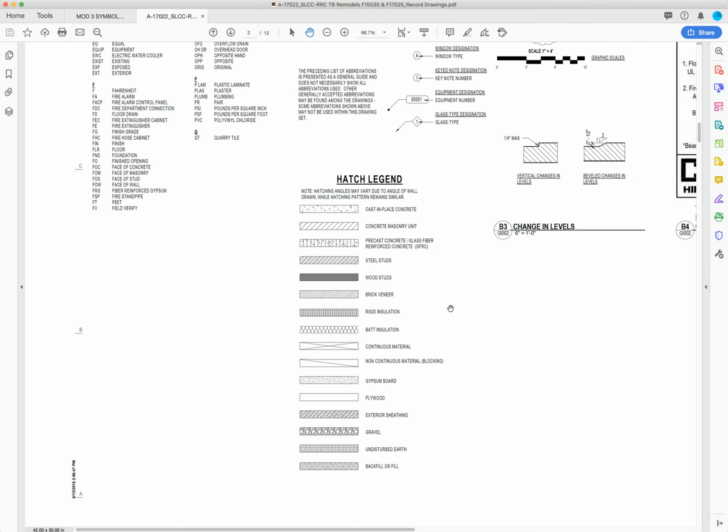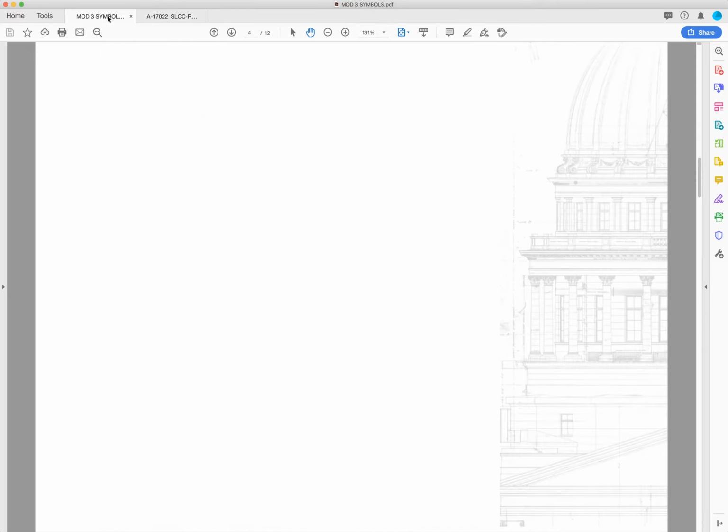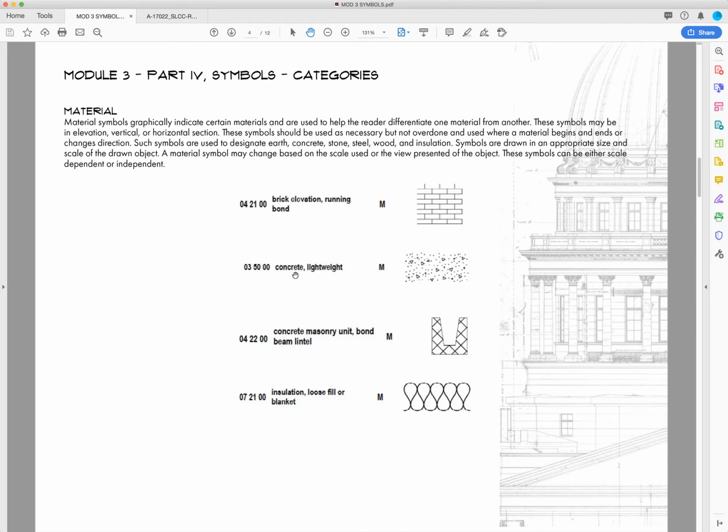Let's see if they show their insulation. Yep, here's the common insulation here as well. In rigid insulation, this is also common. This would also be a CAD standard. So this is batt insulation versus rigid insulation. So there's a couple examples of different materials for you as well.